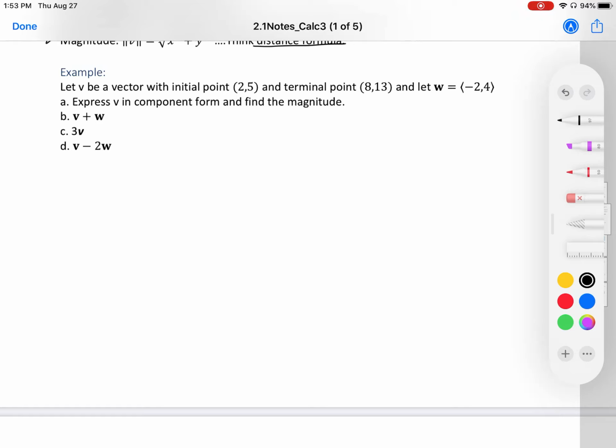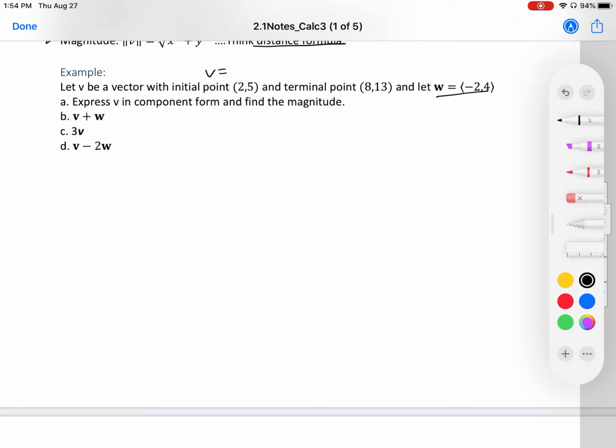Example: let v be a vector with initial point 2, 5 and terminal point 8, 13, and let w equal -2, 4. Express v in component form and find its magnitude. All right, so we have 2 vectors. We have one that's called w, and we have one that's called v. But this new vector v is not written in component form, meaning it starts with 0 until its endpoint.